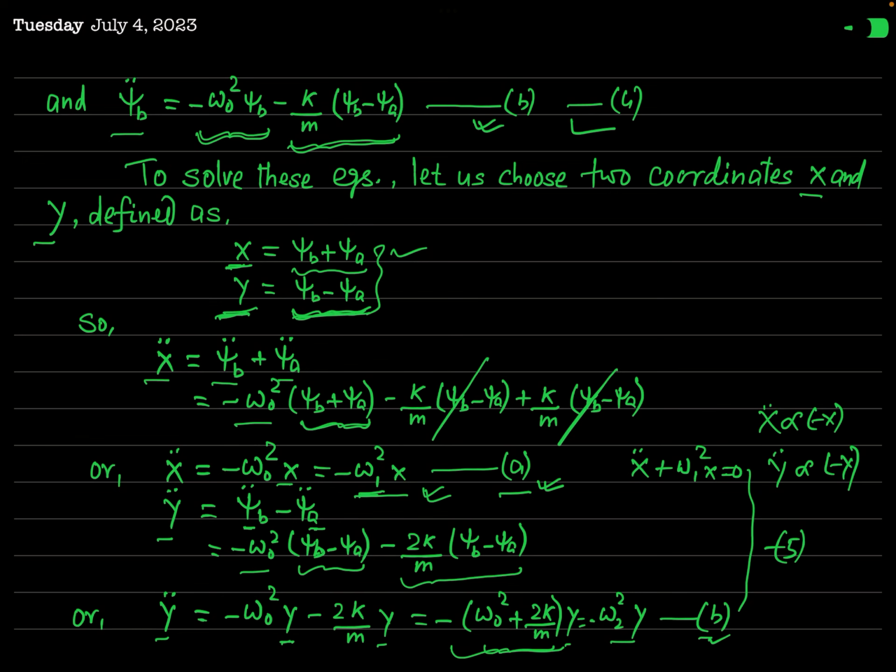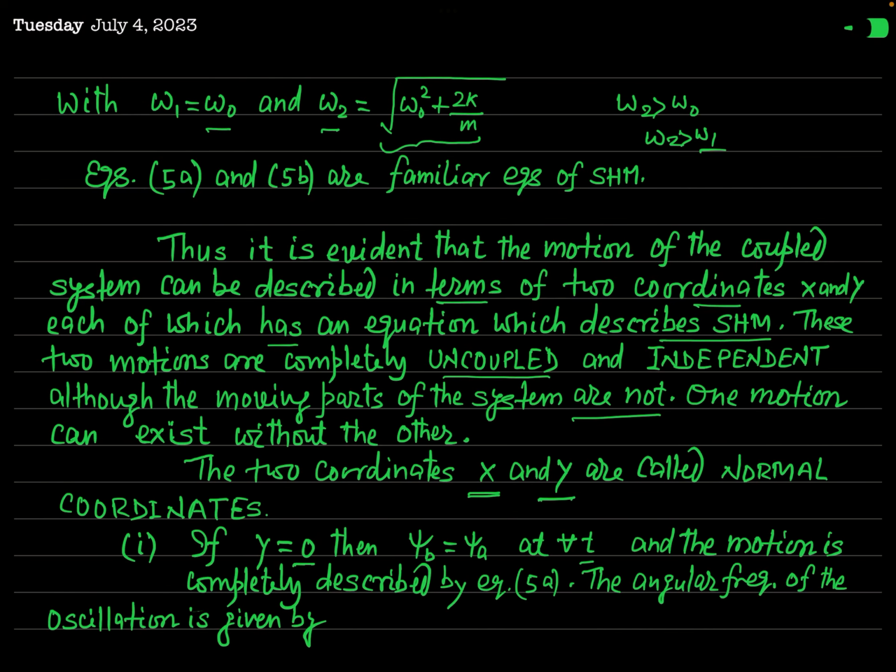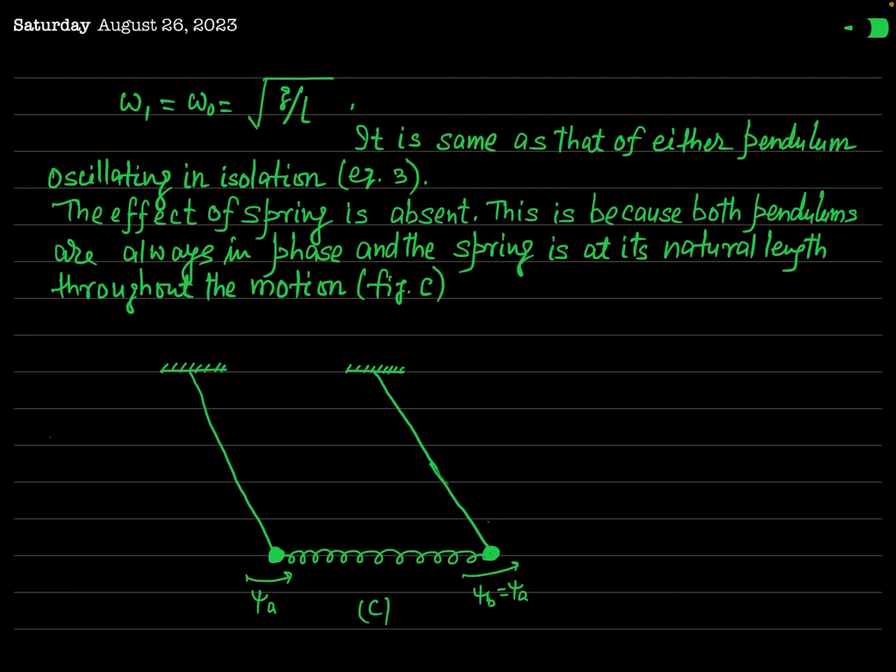That will be simply equal to omega 1, which is equal to omega naught, and you have seen that this omega 1 is equal to the square root of g by l. As you can see in this figure, I have shown that bob A is displaced by psi A, bob B is displaced by psi B, but both psi B and psi A are equal, and both are displaced in the same direction.